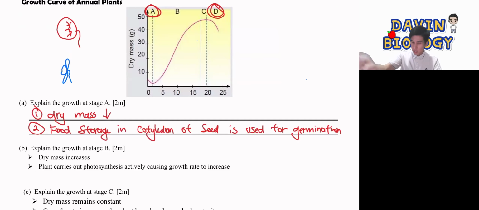And yes, Susan, you can say that also. Seed coat is discarded, so they throw away the seed coat later, the skin of the seed. You can also say that. That's why they become lighter.